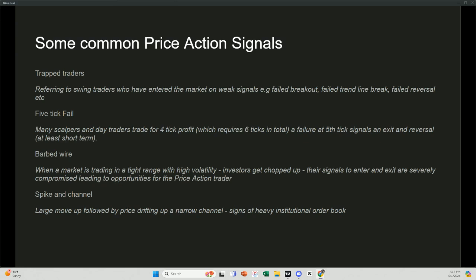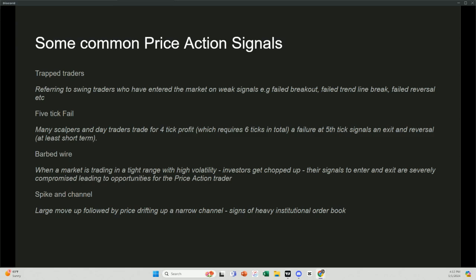The 5-tick fail. This is one of my favourite ones, and you can read tick here. It's mostly scalpers and day traders that work in ticks, but swing traders also do that, but for them a tick is a day. And a lot of people are looking for this 4-tick profit. It seems to be the kind of general case, certainly for scalpers anyway. But you actually need 6 ticks in total to make your 4-tick profit.